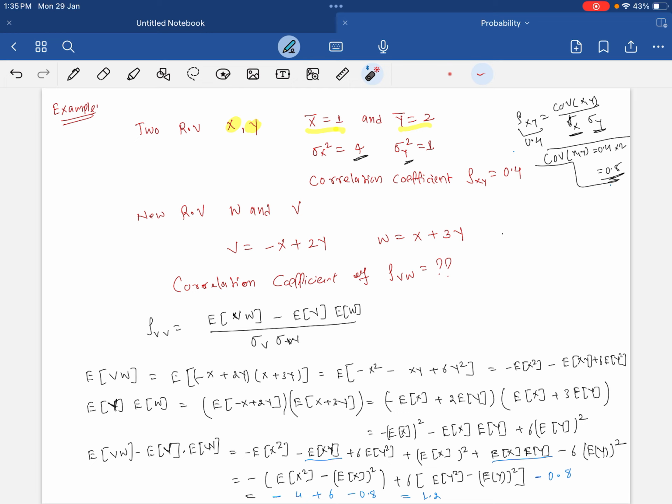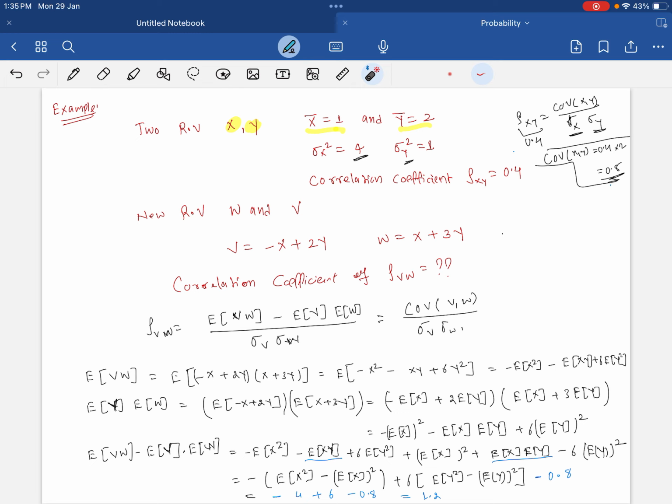So we have to find the correlation coefficient of the random variables v and w, right? How can we write the correlation coefficient of v and w? That will be the covariance of v and w normalized by the standard deviation of v and the standard deviation of w. And how do we define the covariance between v and w? It is the expectation of the product minus the product of the expectations of the individual random variables, right?